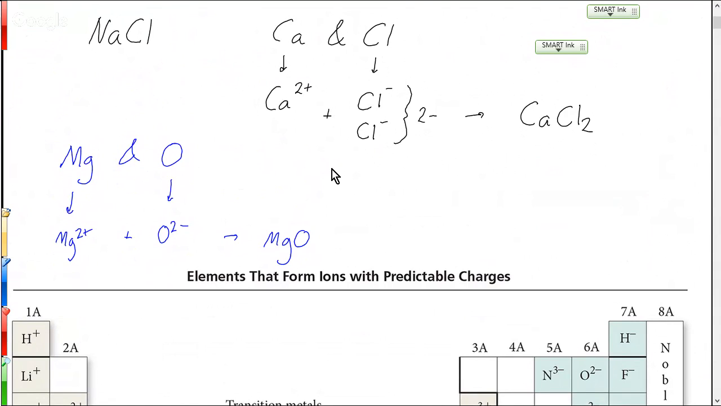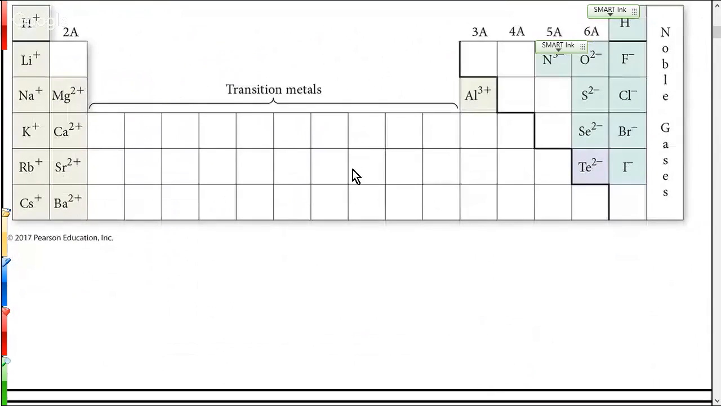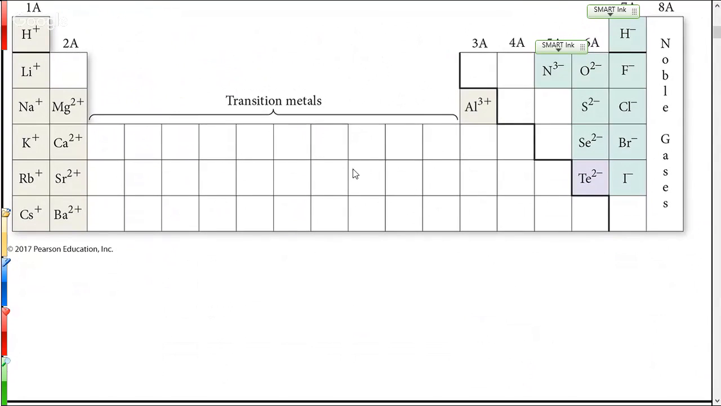Okay. So that said, we'll just kind of leave this here. Let's try another one. What if we want to make a compound of aluminum and oxygen? See if you can build a compound from aluminum and oxygen.